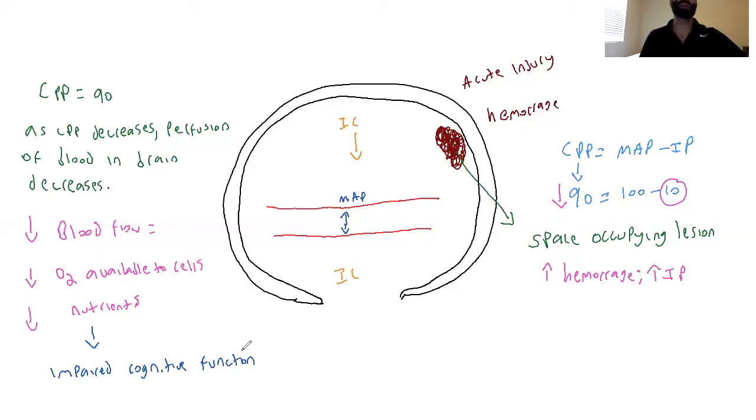So what this means is that if somebody has an acute head injury, and then they start to develop a space occupying lesion, what's going to happen is that cerebral perfusion pressure is going to go down. The brain is going to get less oxygen and less nutrients, and the patient is going to begin to develop symptoms of a secondary head injury.